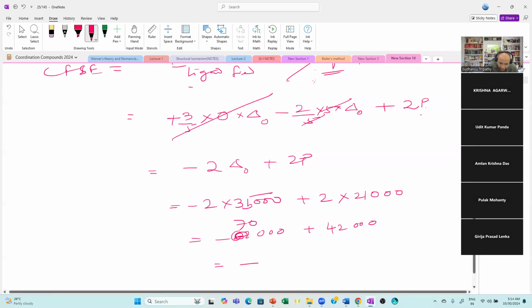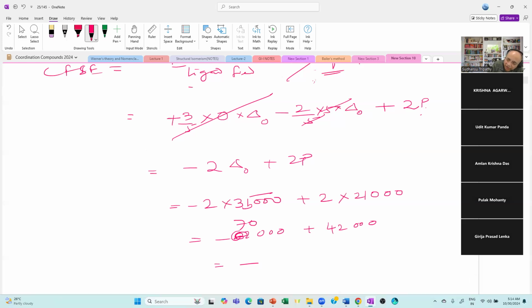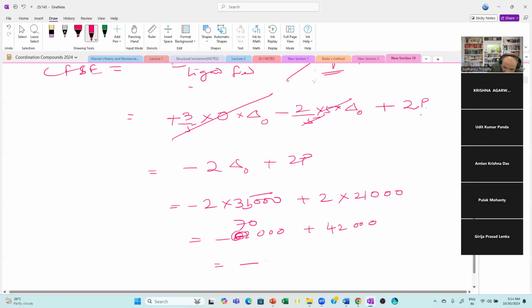So it will definitely be minus. It will be a stable complex. Today we'll talk about stability. It has to be either minus or 0. It cannot be plus. If by chance it becomes plus, it is an unstable complex. So it is minus 28,000.